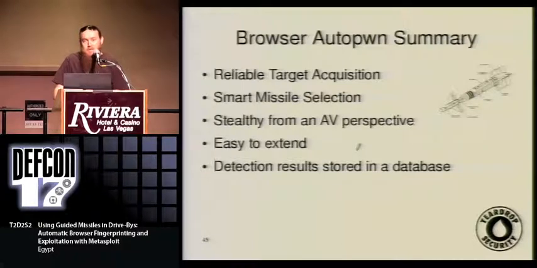So here's a quick summary. We've got reliable target acquisition. We can reliably determine who our client is, what operating system they're running on, and we've got smart missile detection. We only send exploits that might work. We don't send exploits that are more likely to crash or hang the browser or do a heap spray unnecessarily, causing the user to potentially click away. We're stealthy in the sense that it's difficult for AV to detect us, and it's really easy to write new exploits. All of our detection results are stored in a database, and so you can potentially take this and tie it with a bunch of statistical stuff and make it better.